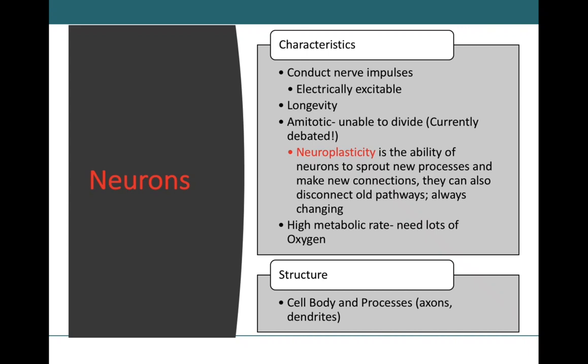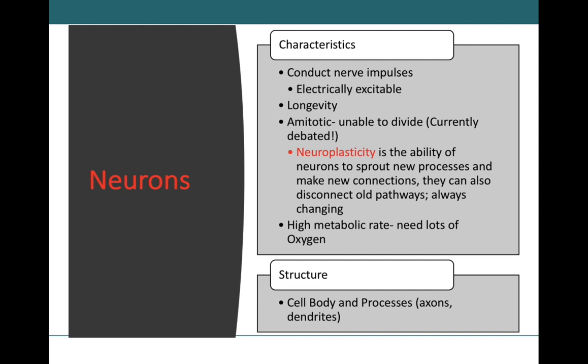So that will take us into the neuron. Now we've already discussed the structure of the neuron. We have the cell body and we have the projections that come out of our cell body. We have the axons and the dendrites. Now the axon is the major structure, the very long projection that sends signals out to other cells.